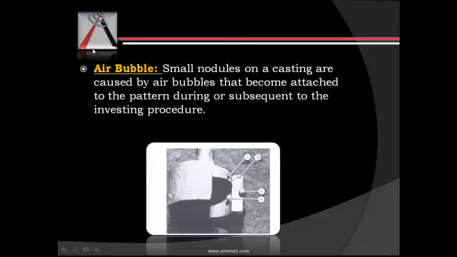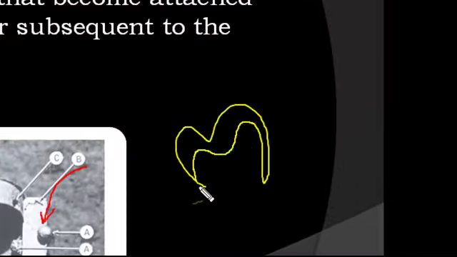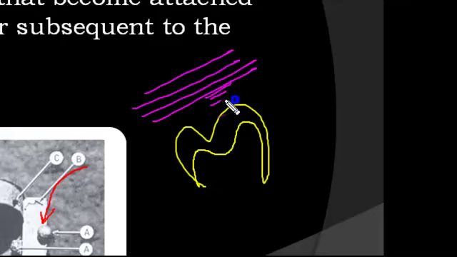The first of these irregularities is the air bubble. These air bubbles, which are present in the investment or on the surface of the wax pattern, result in the formation of nodules. It's as simple as that. You have a wax pattern, and on the wax pattern you have a small air bubble. Now when we invest this wax pattern in the investment, this air bubble will prevent the contact of the investment with the wax pattern.